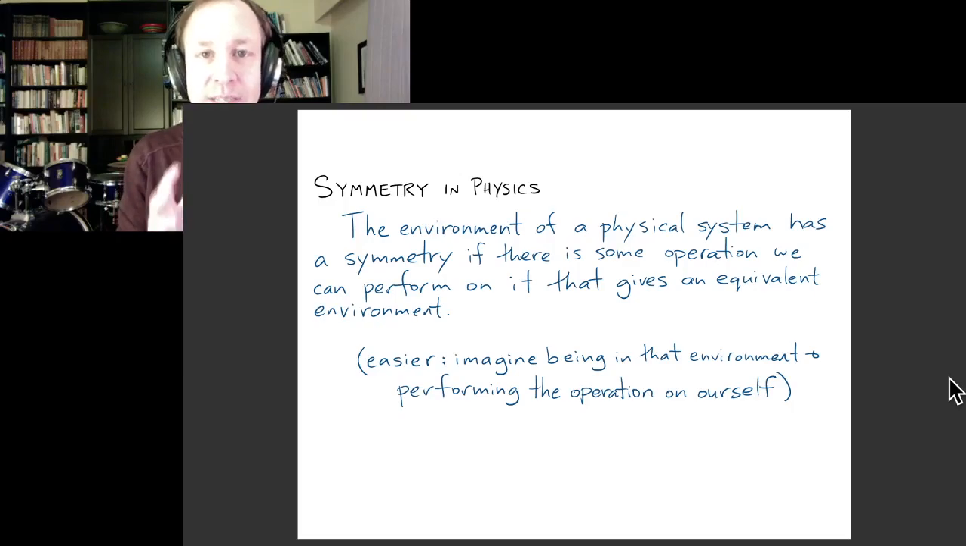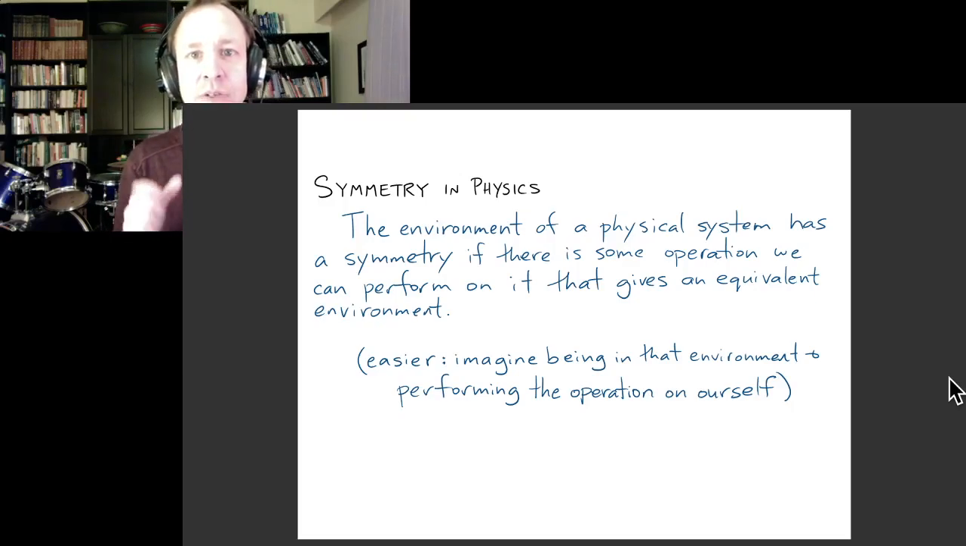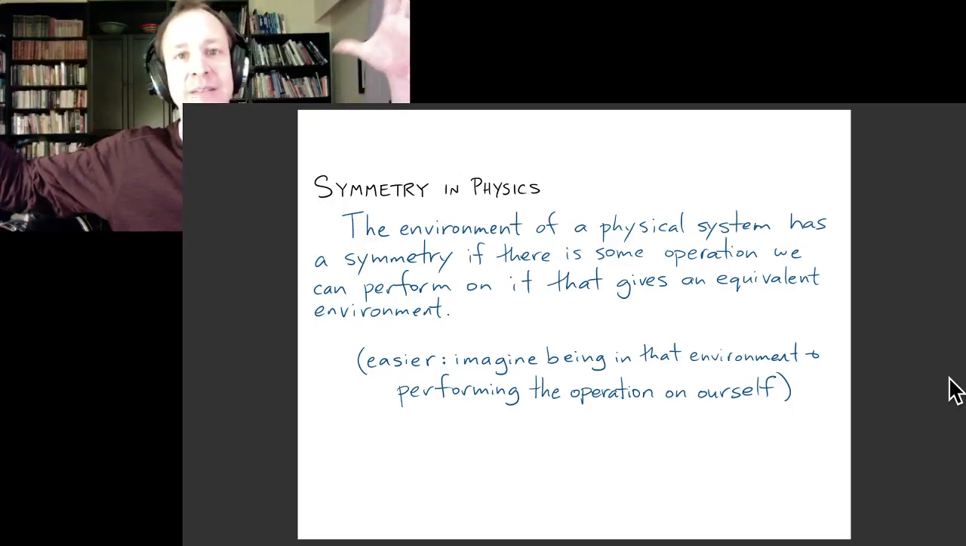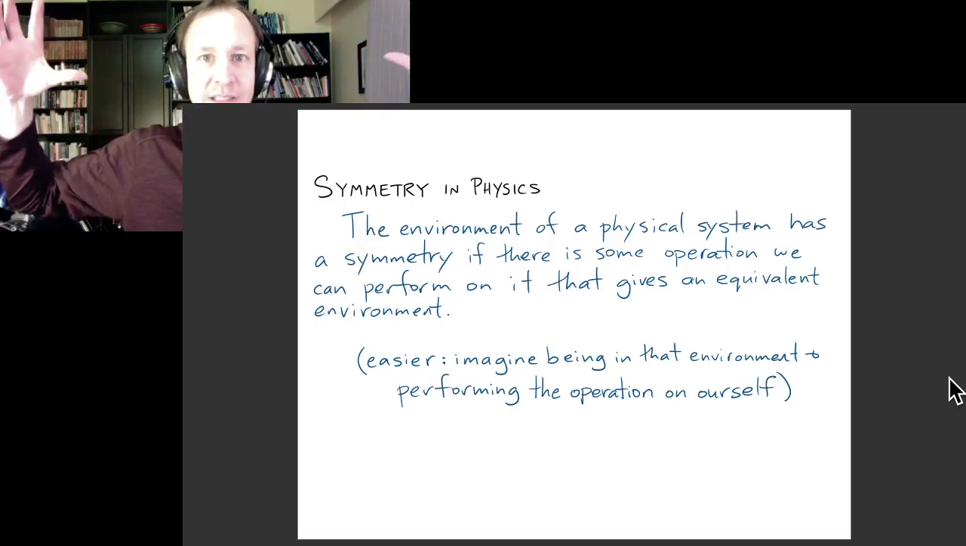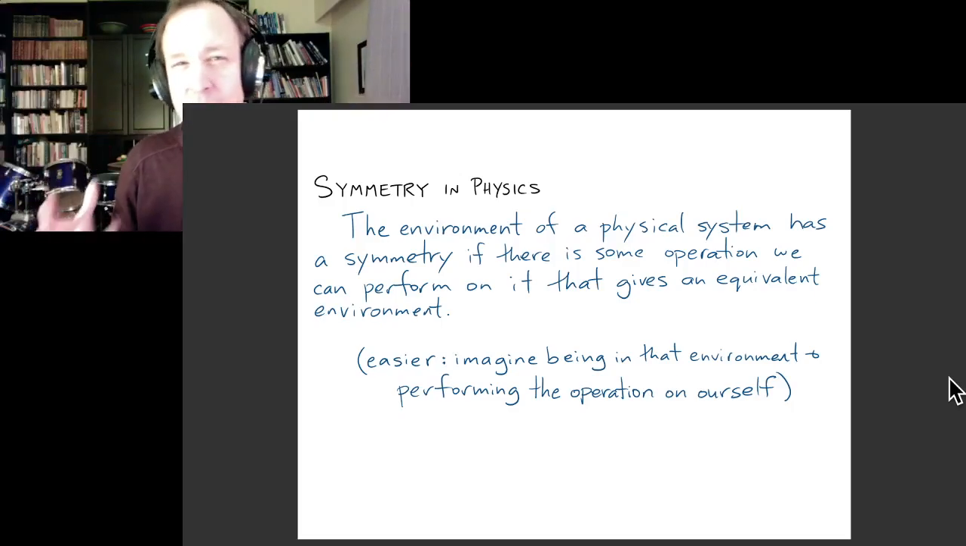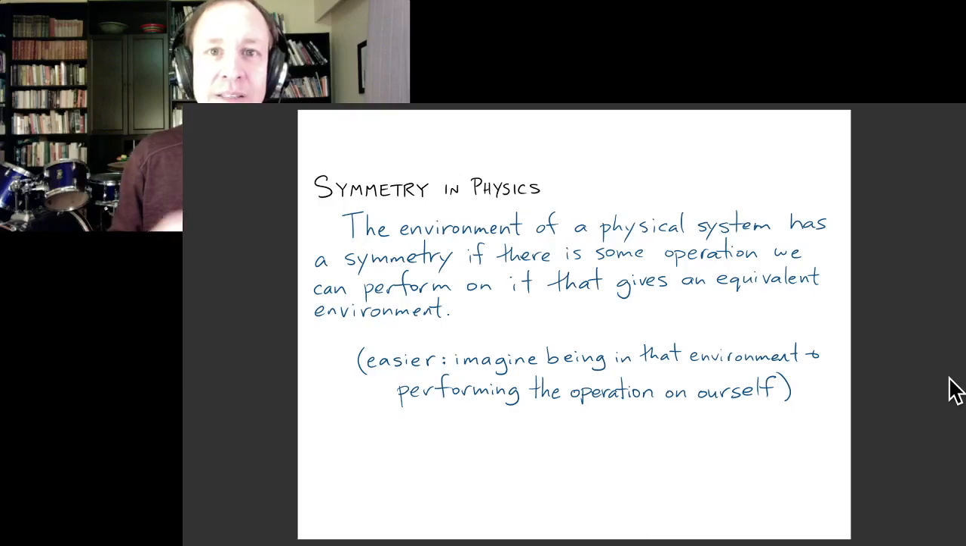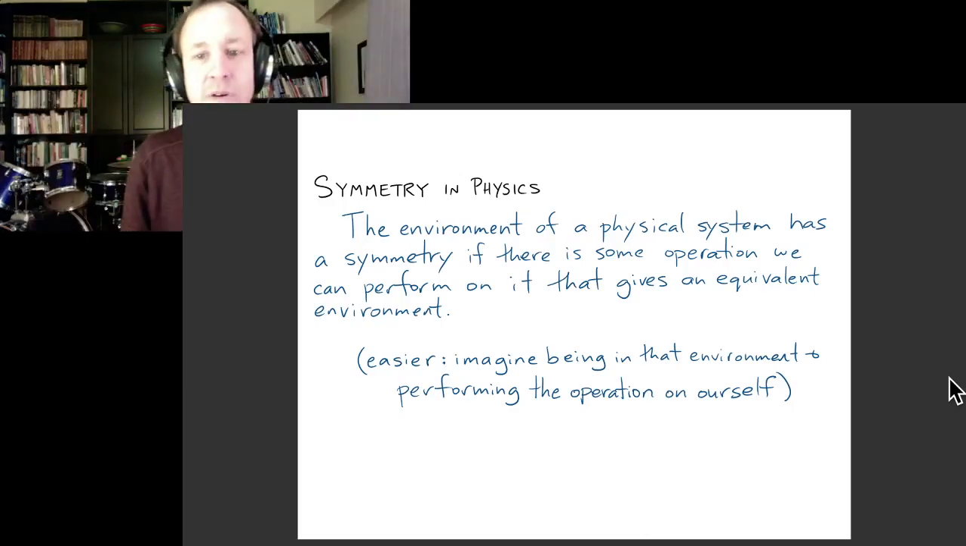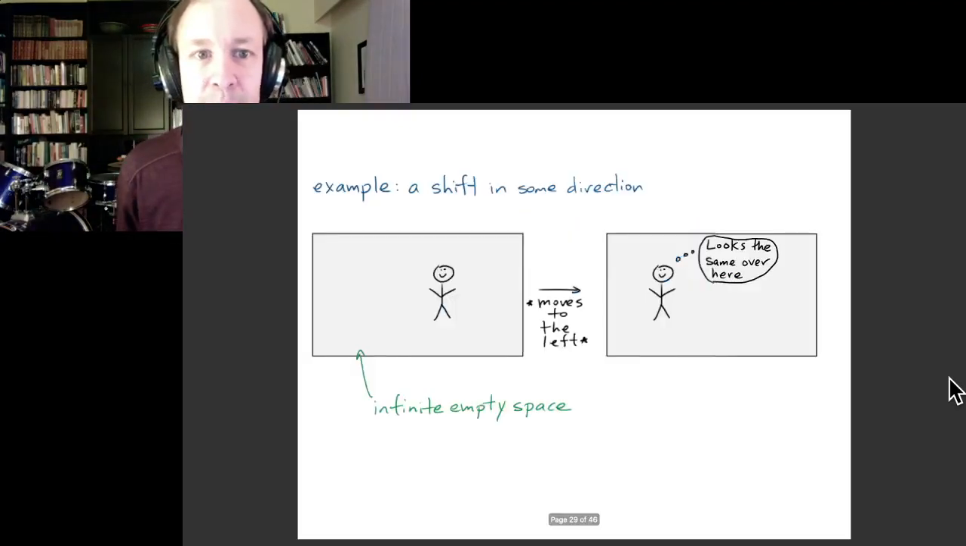So what does it mean for an environment to have a symmetry? So again, what we want to imagine is taking this environment and somehow performing an operation on it. It's a little bit hard to do that. So it's often easier to imagine that we're in the environment and then we perform an operation on ourselves. So let me give you an example.